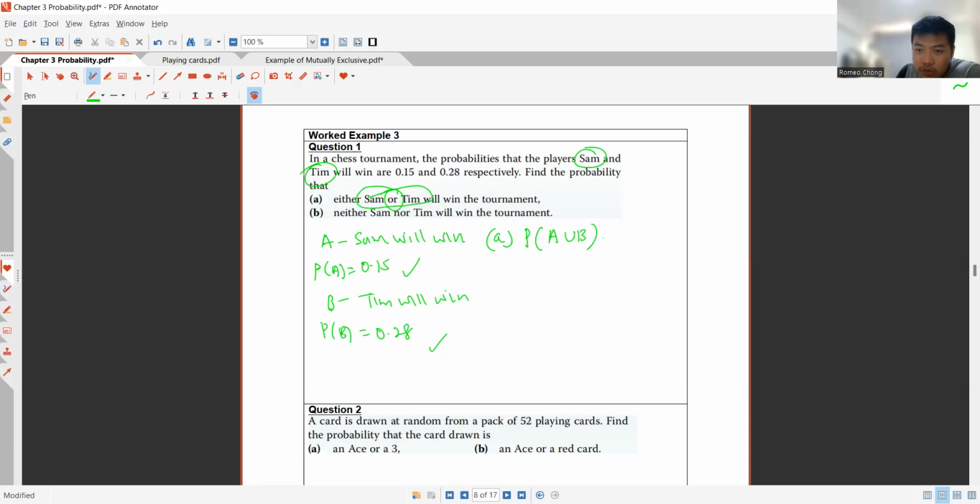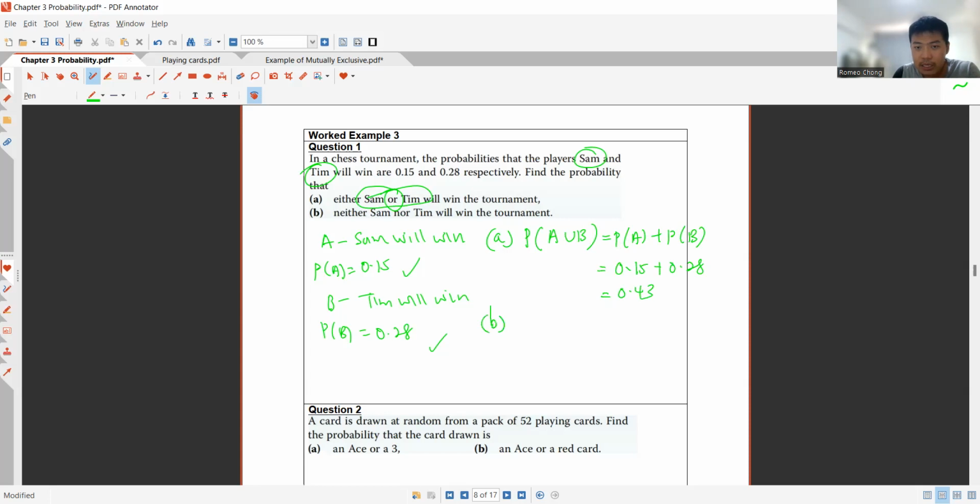So for this one, we can straight away use the formula P(A) plus P(B). P(A) is the probability of Sam will win, and P(B) is the probability of Tim will win. So you just plug in the values, which is 0.15 plus 0.28. So eventually you get 0.43. So this will be the answer for the first one.